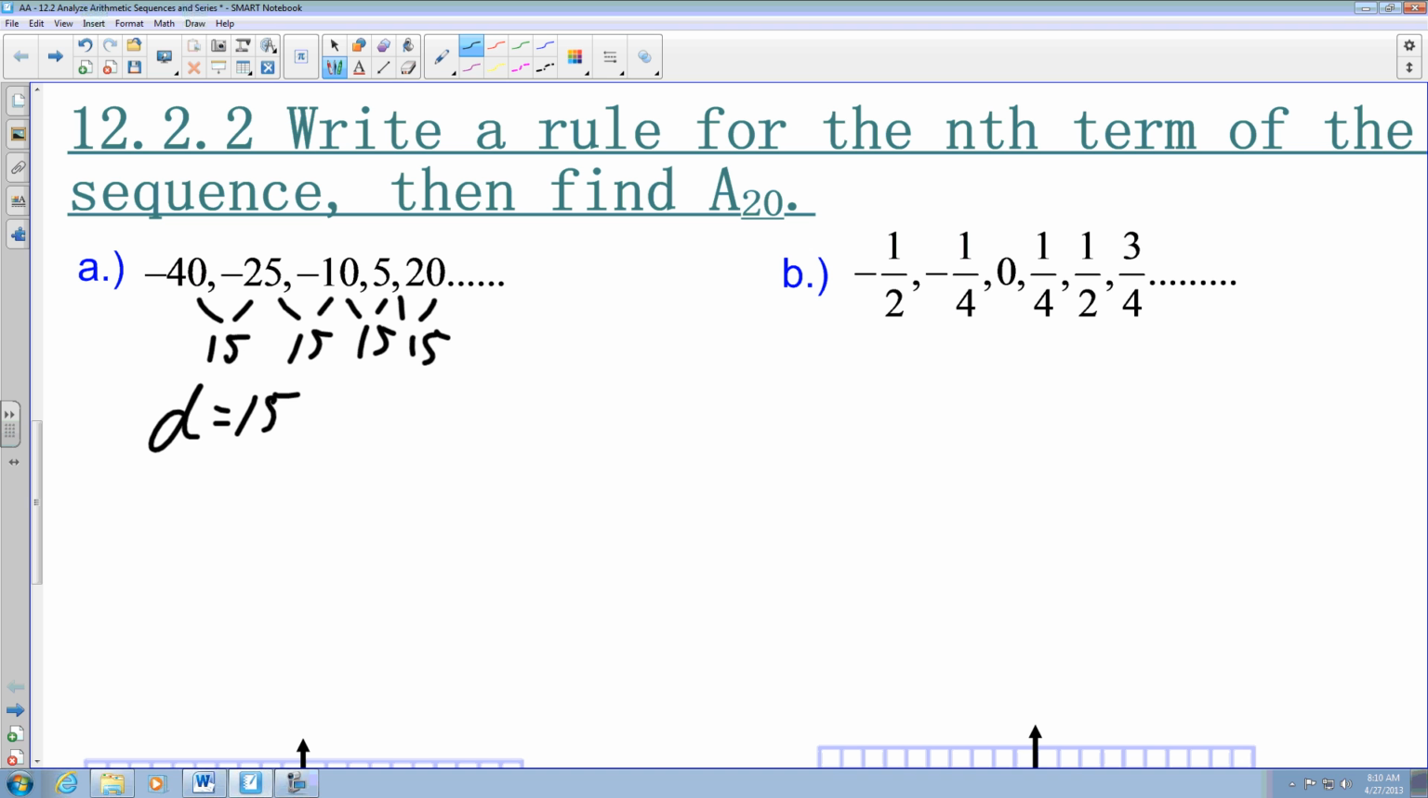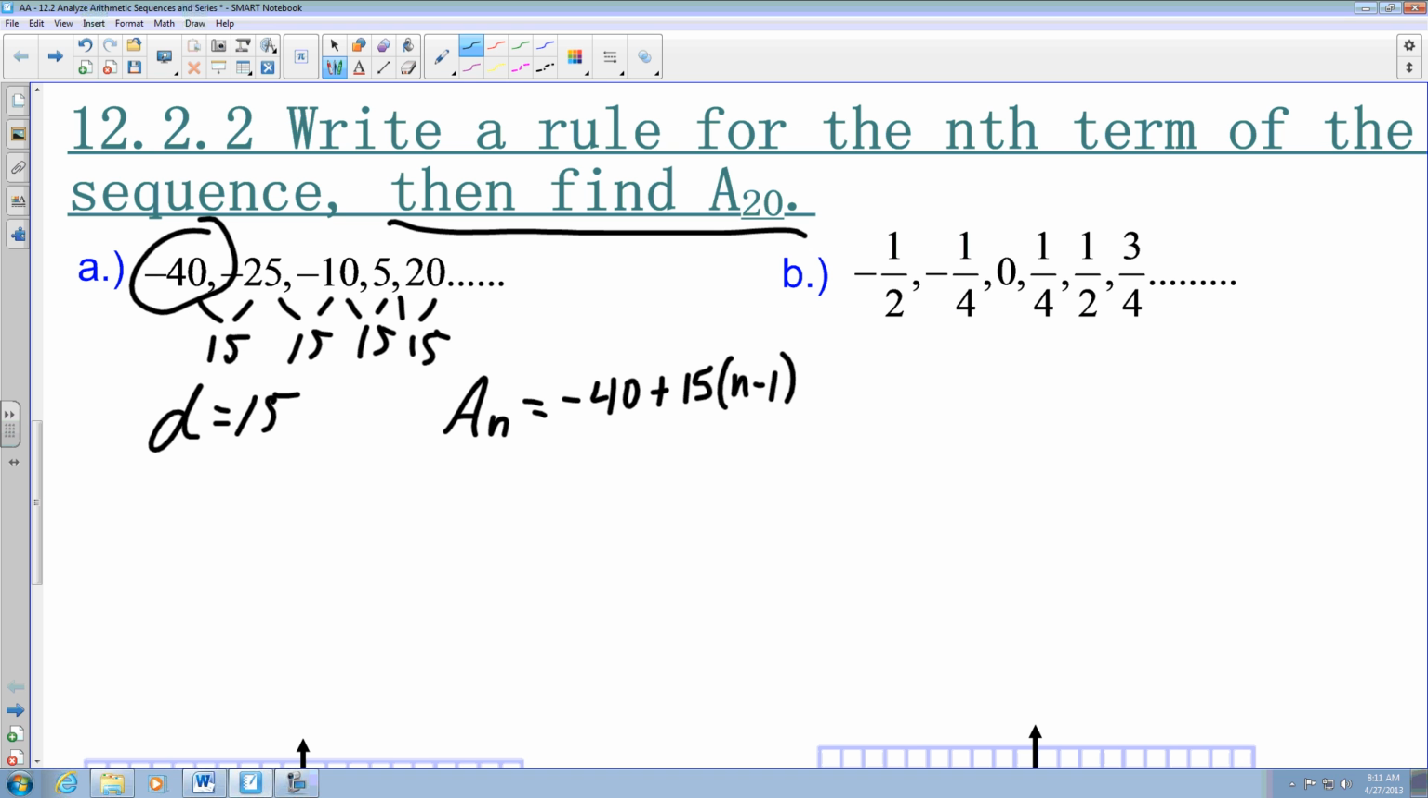So now all I have to do is put it into that equation and find the general equation. And then they also want you to find what a sub 20 is. So let's look at the general equation. I've got a sub n equals a sub 1, which is the first value in our sequence, which happens to be negative 40. So I'm going to plug that in. And then it says plus our common difference, d, times n minus 1. So that's the general equation that we're looking for.